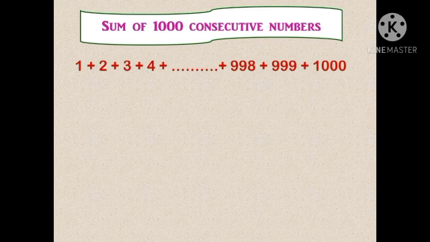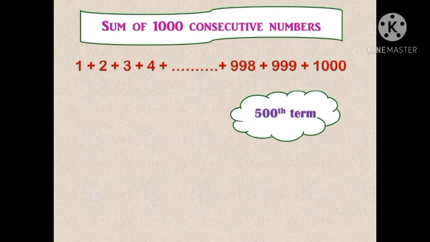So here we have one problem. The question is 1 plus 2 plus 3 up to 1000. That is, we are going to add 1000 consecutive numbers starting from 1. So we can apply the trick directly. The trick is that we have to find the 500th term in the series. In the case of 100 consecutive numbers, we found the 50th term in the series, but here we have to find the 500th term in the series.